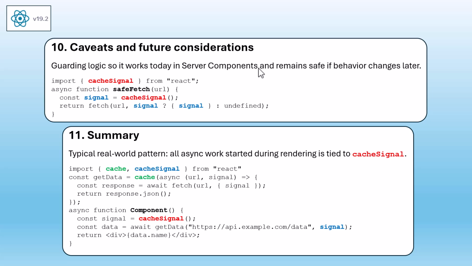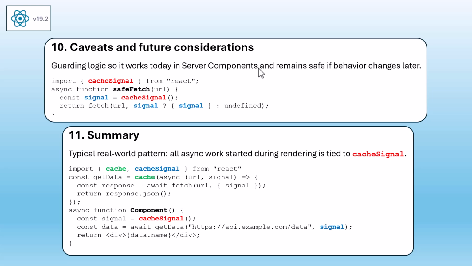10. Caveats and future considerations. Currently, cacheSignal only works with React server components. In client components, it always returns null today. However, this may change in the future when client-side cache lifetimes and invalidation become more explicit. Because of this, you should not assume that it will always be null on the client forever. The safest mental model is to treat cacheSignal as a rendering lifetime signal, available whenever React can reason about the lifetime of cached work.